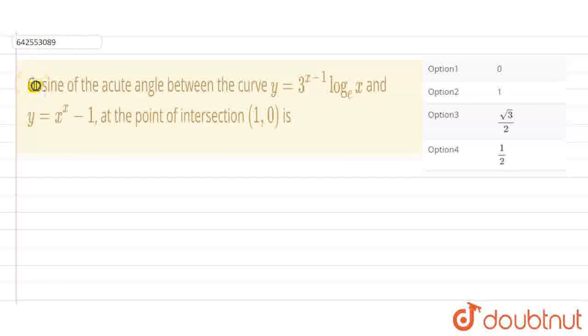Hello everyone, this question. It is given that we need the cosine of the acute angle between two curves. The curves are y = 3^(x-1) log_e x, and the other curve is y = x^(x-1). We have to find the acute angle between these two curves at the point of intersection, which is (1, 0). Four options are given to us: option 1, 2, 3 and 4 are 0, 1, root 3 by 2 and 1 by 2 respectively.